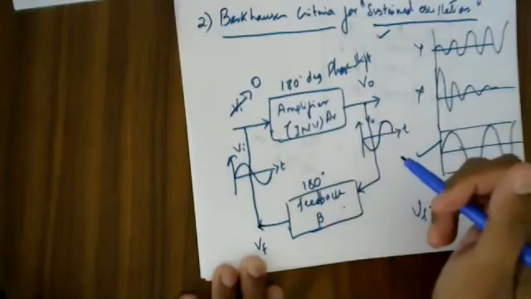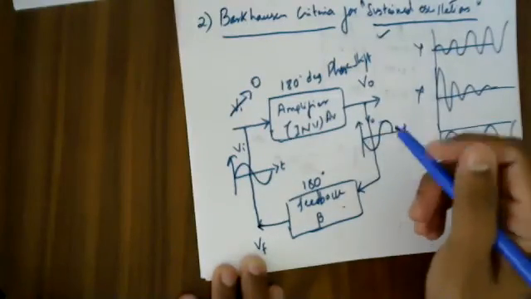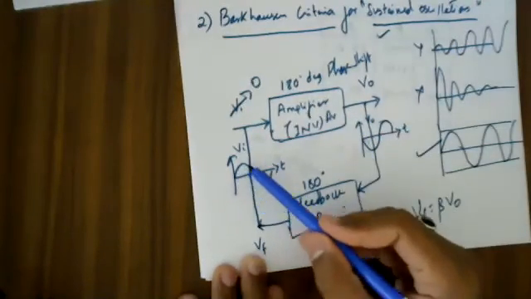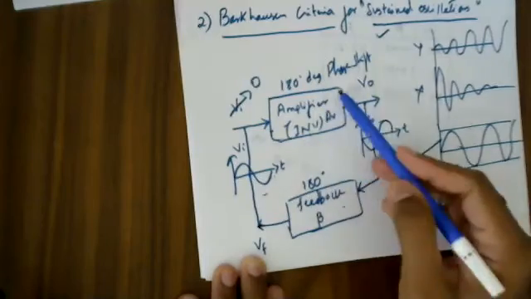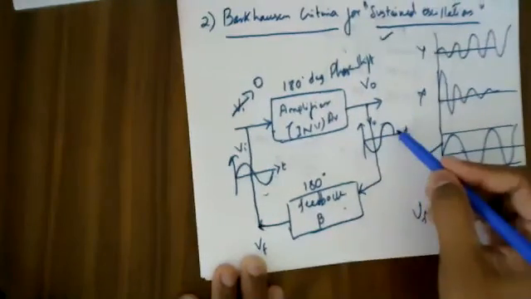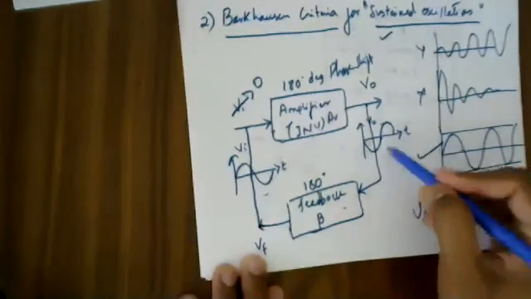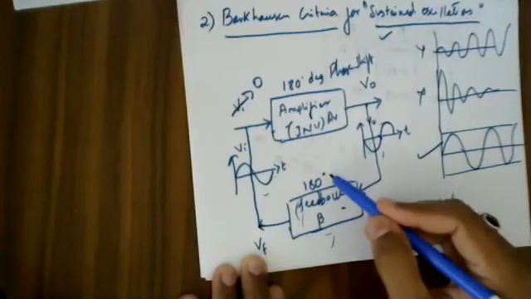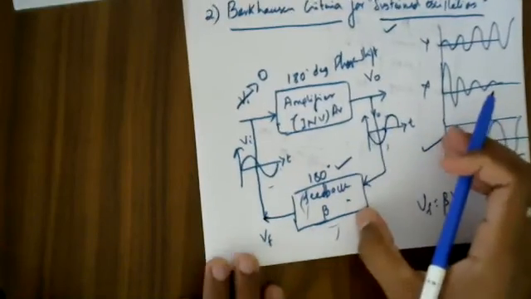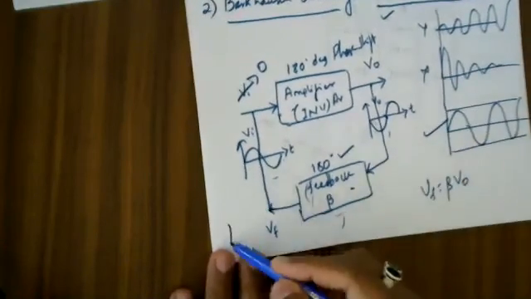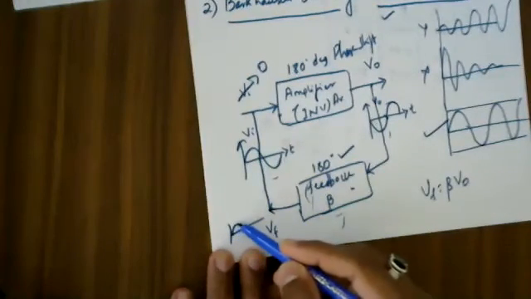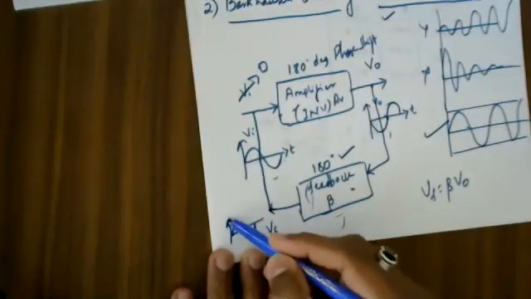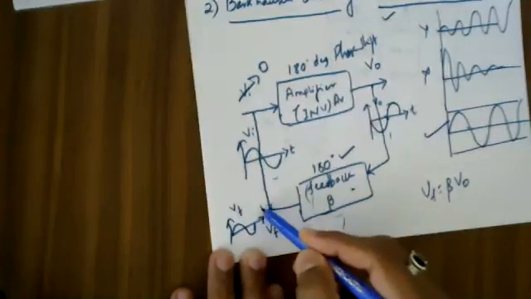If you want it in terms of its wave shape, if this is your input signal, your amplifier is producing a phase shift of 180 degree. So this 180 degree phase shifted signal is given as input to the feedback. This feedback circuit once again introduces a phase shift of 180 degree. So what is the wave shape now? The wave shape is somewhat like this. So this is your feedback voltage with respect to time t.